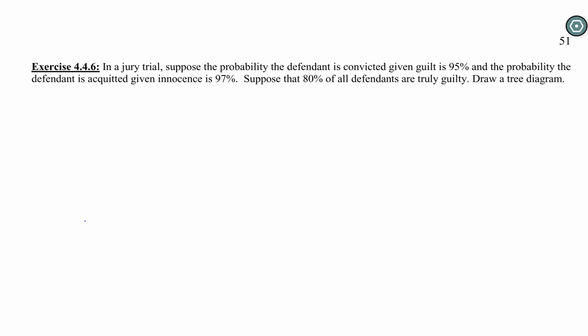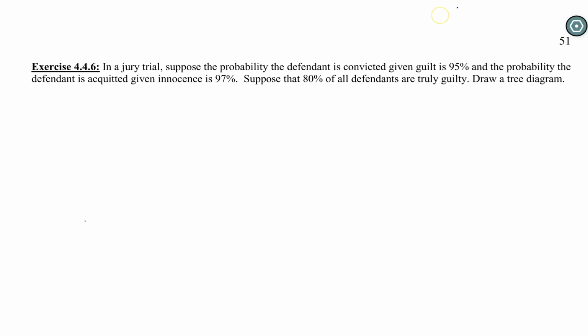This particular tree diagram example doesn't tell us what actual letters to use, so we have to read through here and decide what our different events are. This question says that in a jury trial, suppose the probability a defendant is convicted given guilt is 95%. The probability a defendant is acquitted given innocence is 97%. And we know that 80% of all defendants are truly guilty.